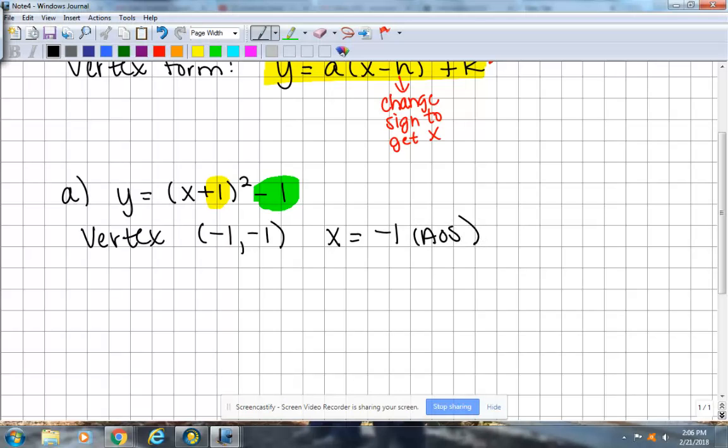So after you get all that, after you looked at it and picked out your vertex and your axis of symmetry, you're ready to graph it. So draw yourself an x and y axis. We said the vertex is going to be a minimum, so I don't have to go any lower than the point negative 1, negative 1. And my axis of symmetry is x equals negative 1, a vertical line.